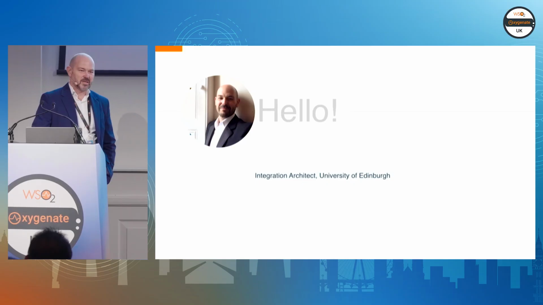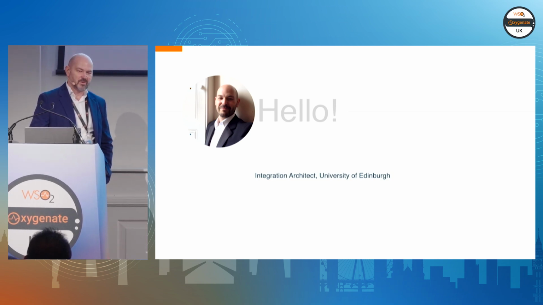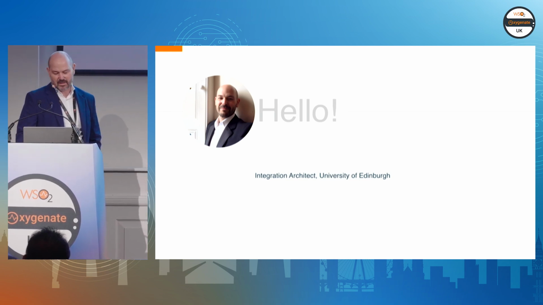My name is Martin Jones. I'm from the University of Edinburgh. I work as an integration architect in the enterprise architecture team. We try to take a holistic look at the services and the businesses across the university and find the best way of supporting them.